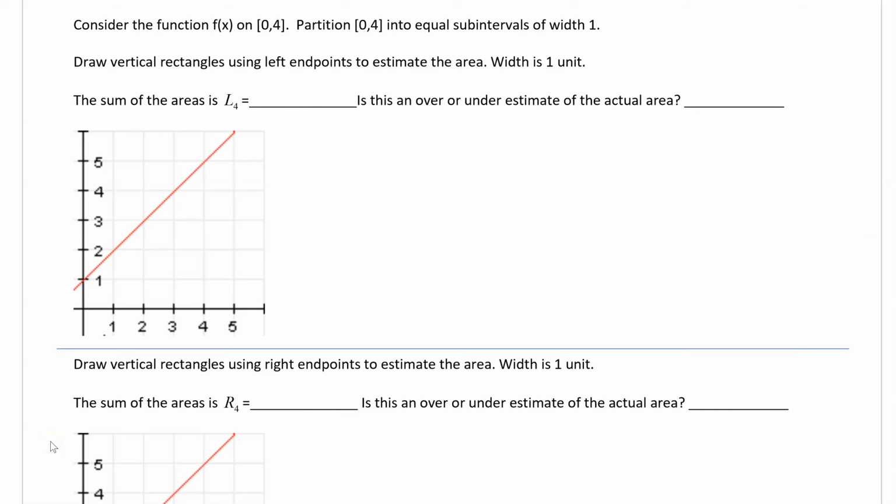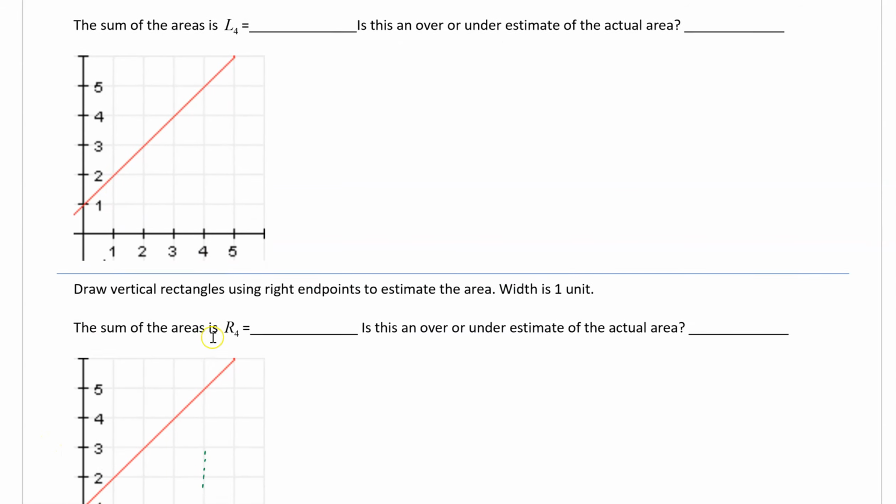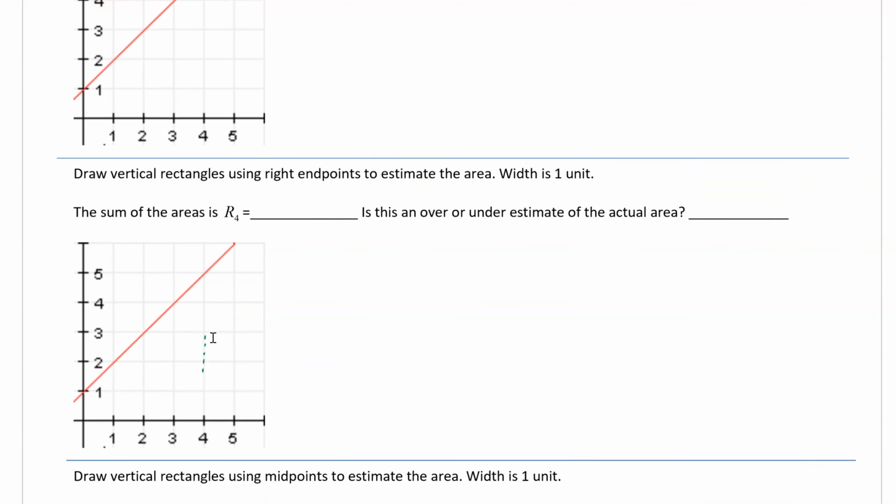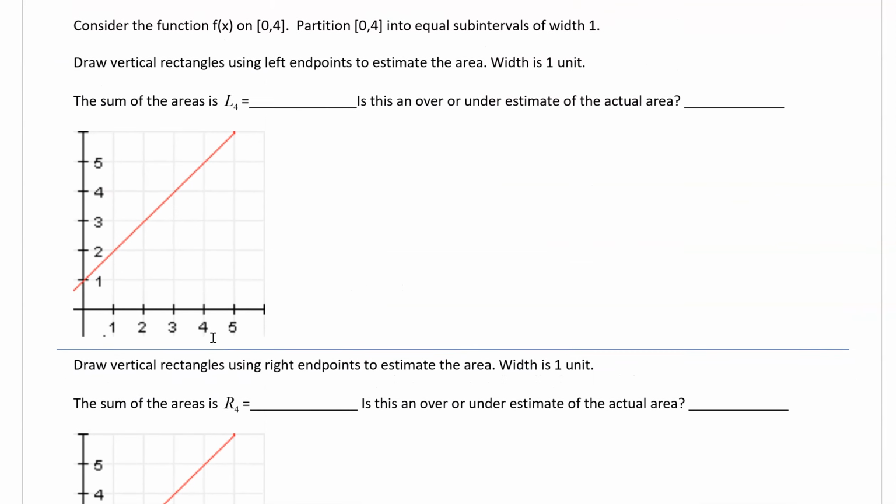All right, this video is an introduction to Riemann sums. So we're going to be doing a left endpoint, right endpoint, and midpoint. So I'll explain what all of those mean. So first, let's look at our function.